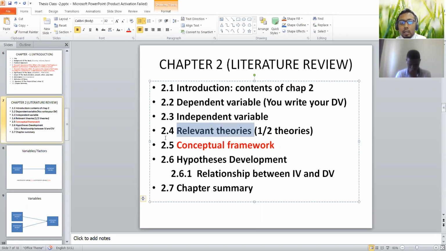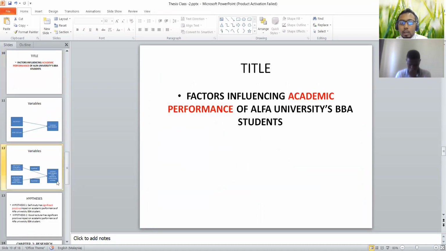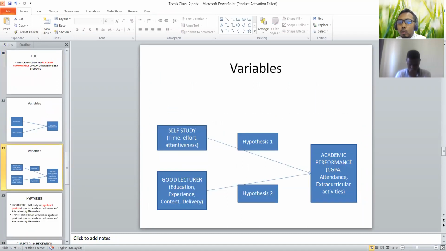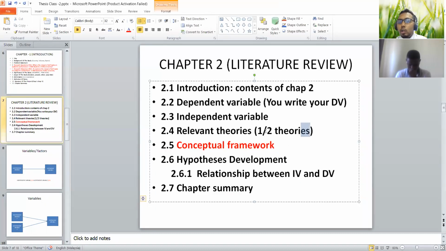So when you go to the literature, when you study other people's work, you can find out what kind of theories they use. Okay, for the academic performance, what kind of theory can be used? So you have to find out one or two theories and you describe this theory. There are a lot of theories in management study.